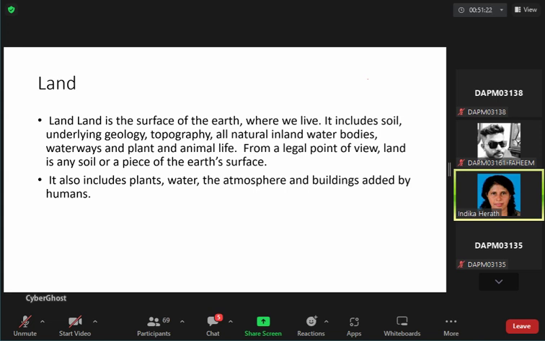So all natural inland water bodies, waterways, plants, animals, everything belongs to land, right? So everything that is on the land is considered as land as a resource. From a legal point of view, land is any soil or piece of earth on the surface. So it also includes the plants, water, and atmosphere.